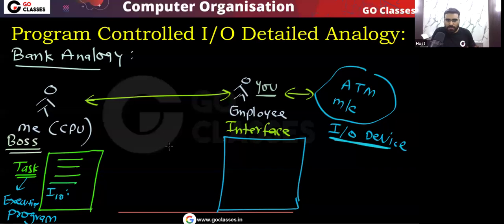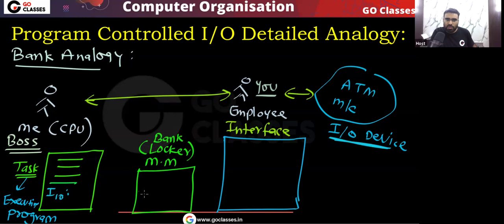That bank locker, what is that? That is your main memory. Is this clear? Bank locker, that is your main memory. So remember, this is our main memory. You can consider this main memory as the bank locker. Very simple.